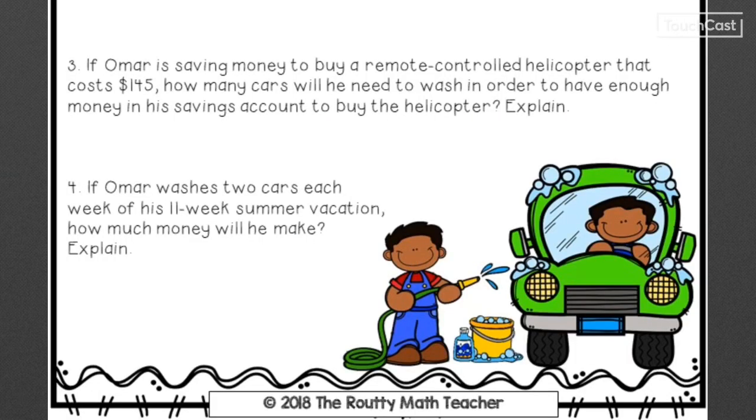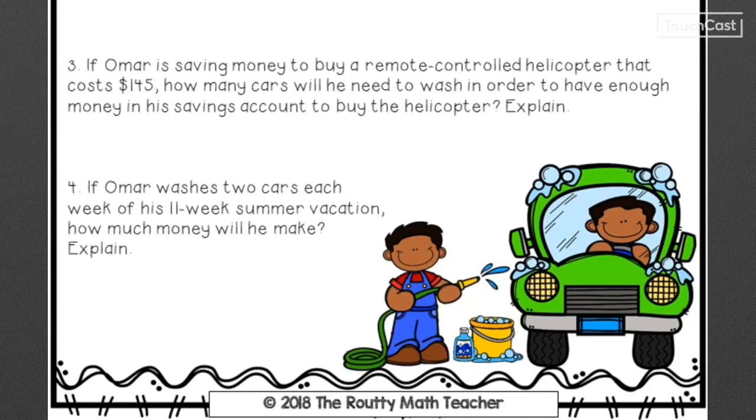Now that we've created our data table and we've graphed all of the information, I want us to look at these 2 word problems to determine if we can figure out how much money Omar will need or will have. So our first question I want us to dive into.